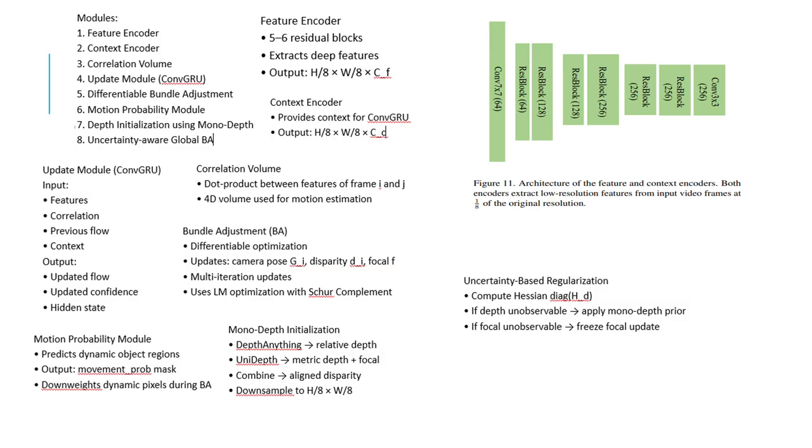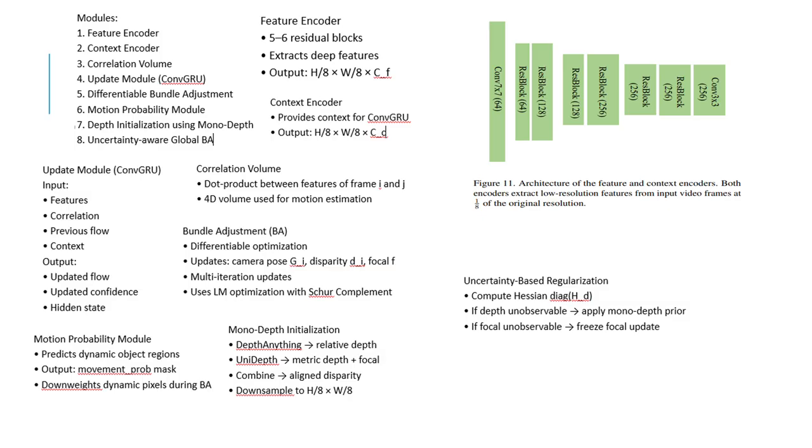Now let's dive deeper into the feature encoder. The feature encoder uses 5 to 6 residual blocks to extract deep features and outputs H/8 by W/8 by C encoded features. Then the context encoder provides context for the ConvGRU and outputs the same shape, H/8 by W/8 by C. Now the third one, the correlation volume. The correlation volume is a dot product between the features of frame i and j, a 4D volume used for depth and motion estimation.